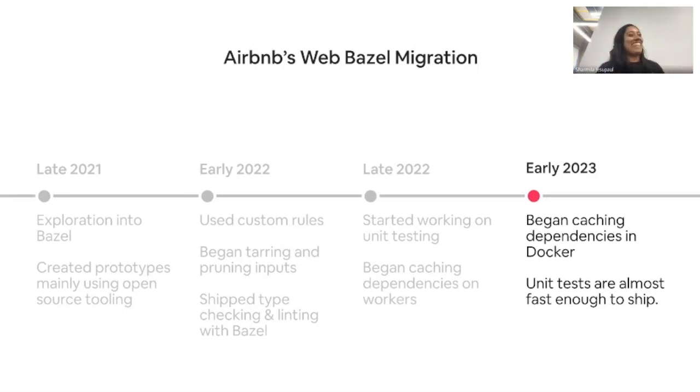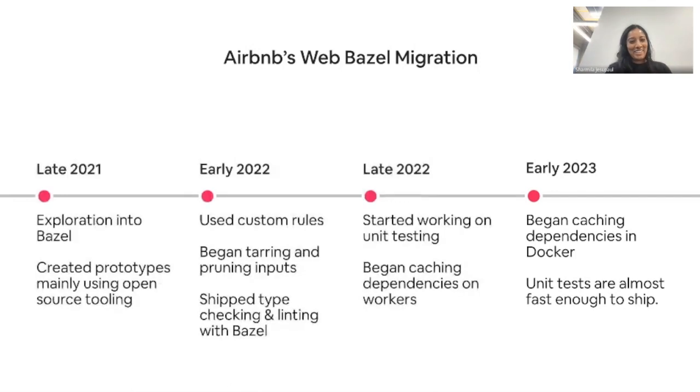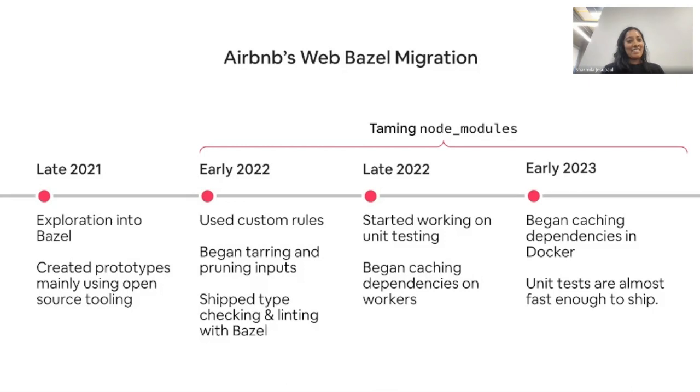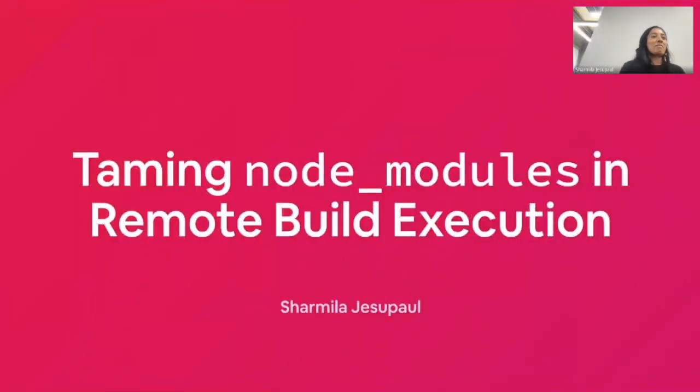And I'll get there at the end of this, but this is what this whole thing looks like end to end. And this particular chunk this year is our Taming node modules era. So we were just tuning node modules throughout all of these 12 months, trying to figure this out. So my name is Sharmila. I'm a software engineer at Airbnb, and you know how the last 2 years of my life have been.